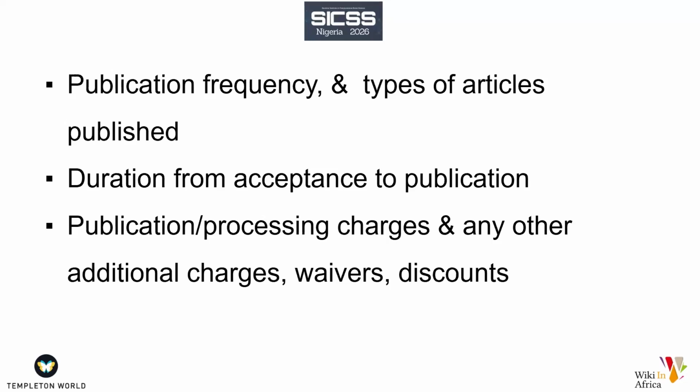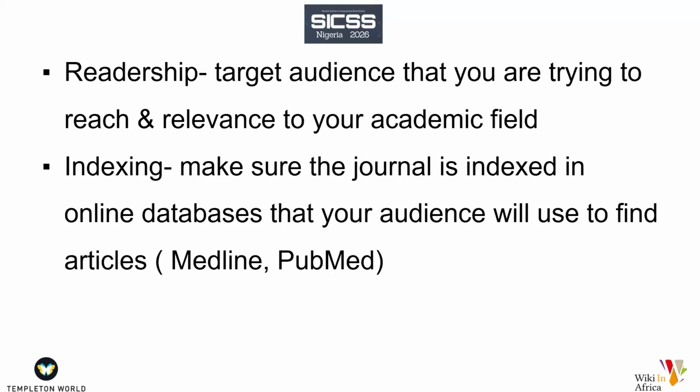All this is written in the instructions to authors. If a journal tells you that they will accept your article and publish within 7 days, you should know that that's a predatory journal. Then publication and processing charges and any other additional charges. You have to look at your budget. You cannot send to a journal that charges publication fees of £1,000 when you can barely buy £2 worth of meat in the market. It cannot work. You understand? Some journals have waivers for developing countries, so you have to check all that.